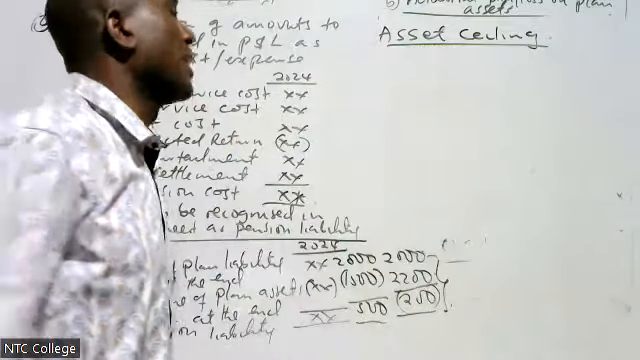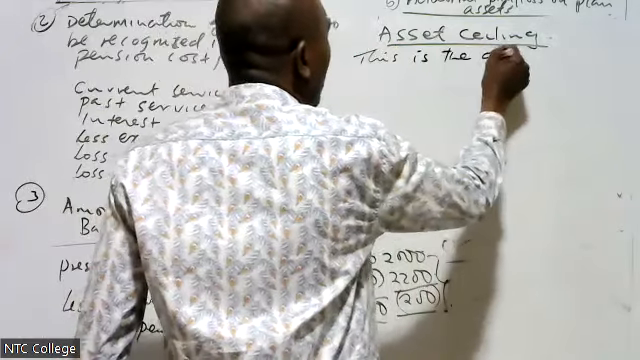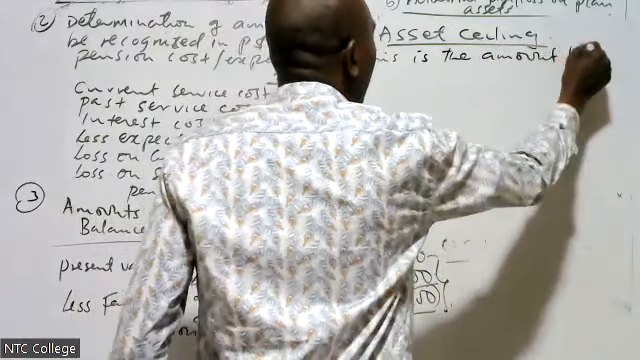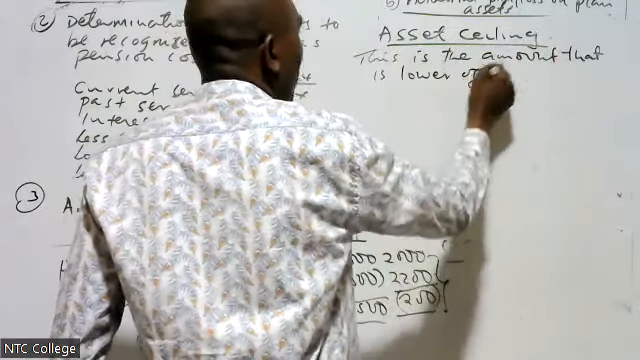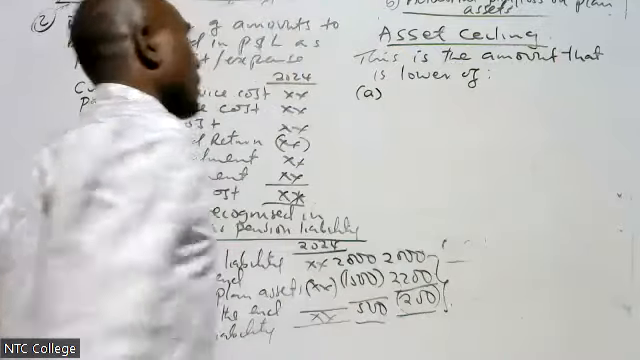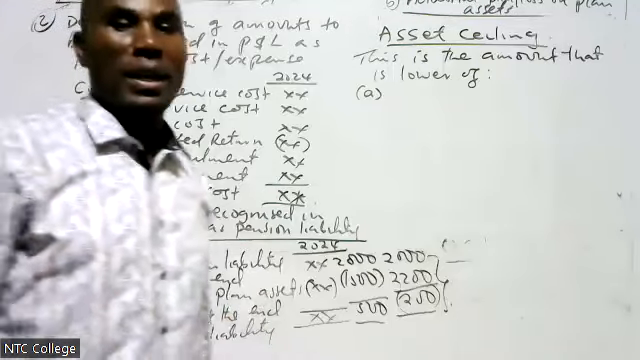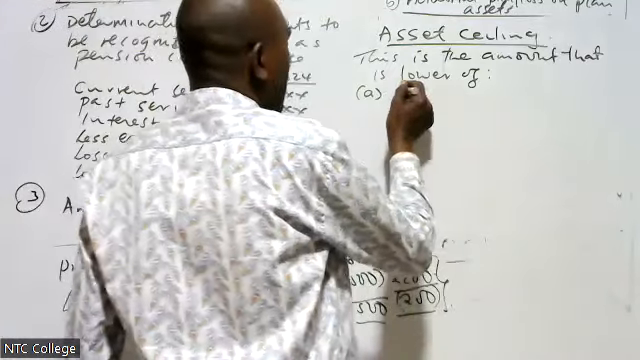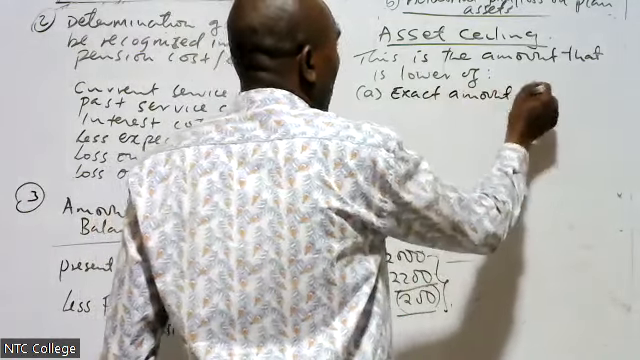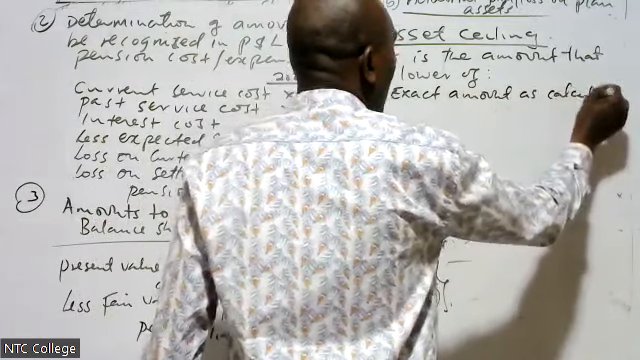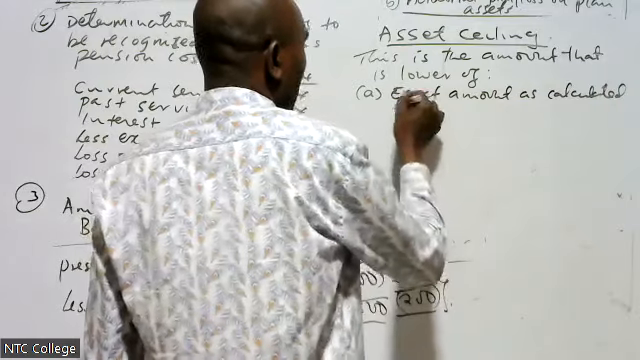What is the asset ceiling? This is the amount that is the lower of number A, the exact amount as calculated in the scheme.